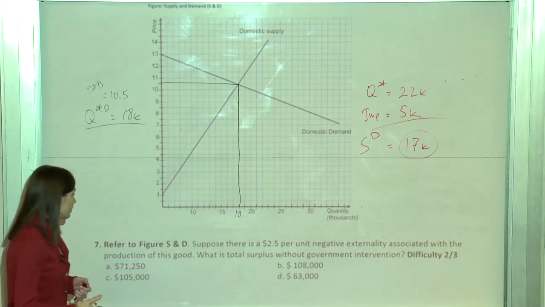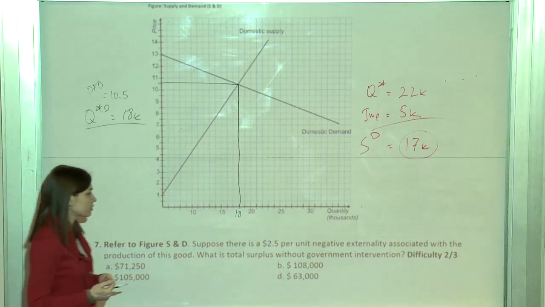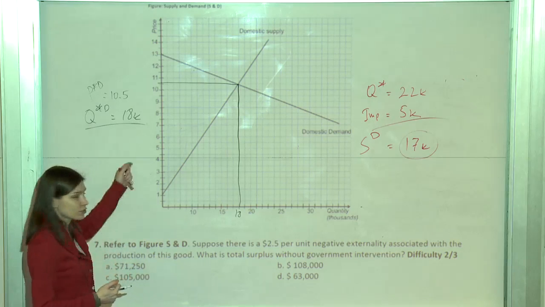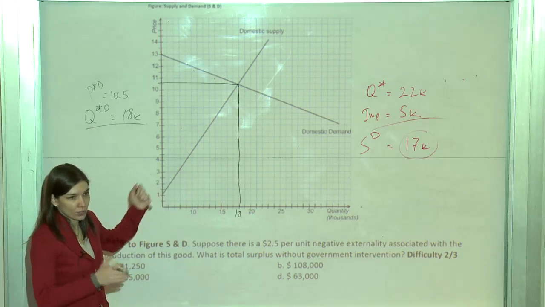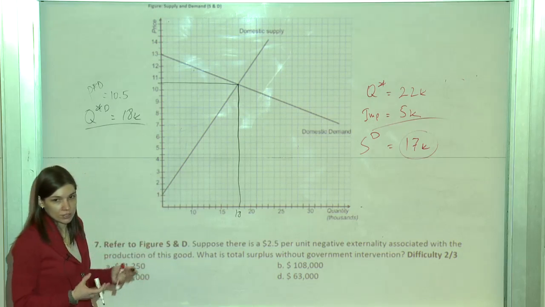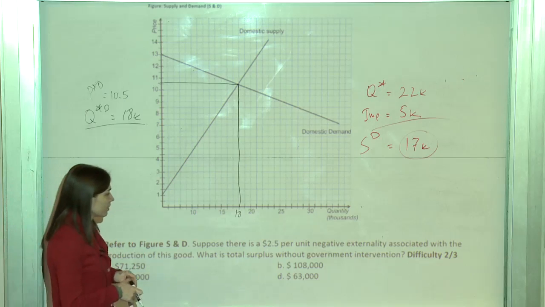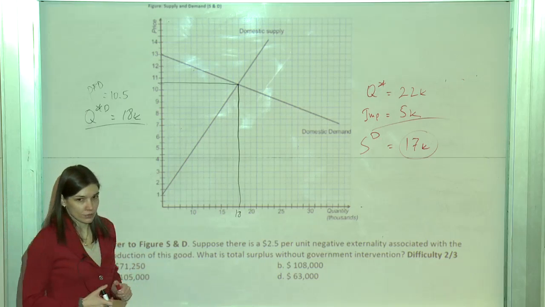All right. Suppose there is a $2.5 per unit negative externality associated with the production of this good. Right, so we're no longer looking at trade. That's another question. It's about externalities. What would total surplus be without any government intervention?